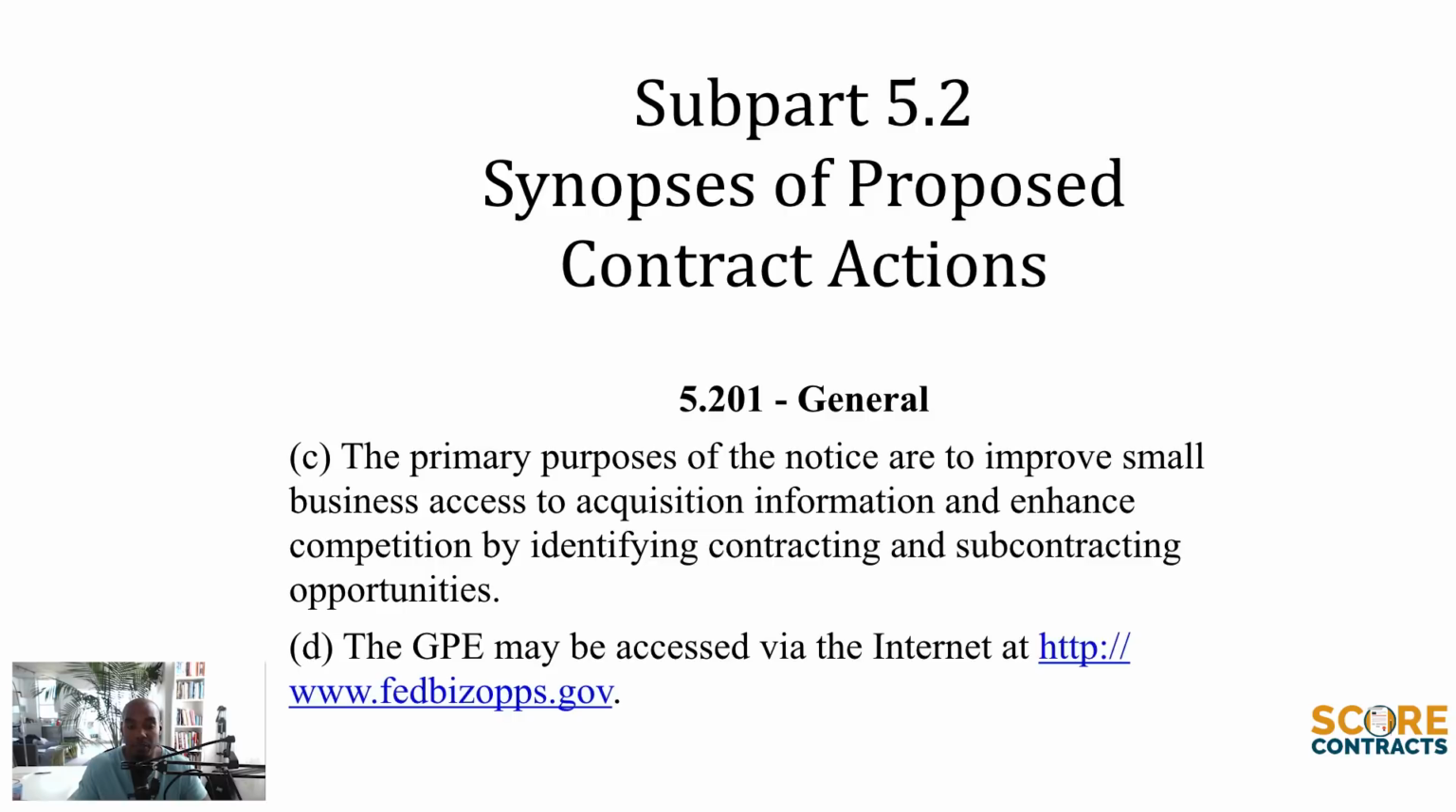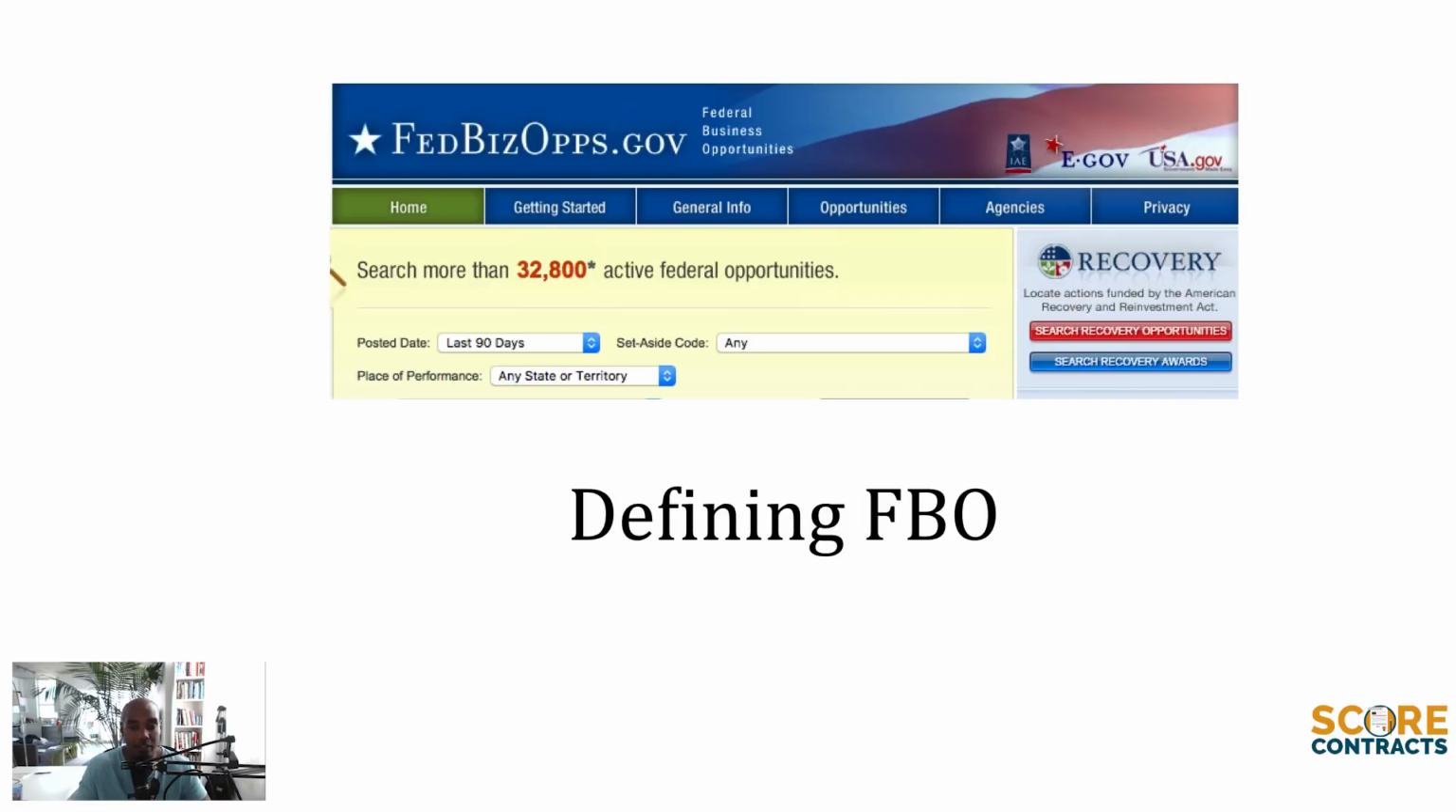Now, (d), the GPE may be accessed via the internet at FBO. So Government Point of Entry equals FBO. That's the history. Now let's jump into defining FBO. The way that I define it is it's a database of all open market contracts over $25,000. Listen to what I said: a database of all open market contracts. All right.